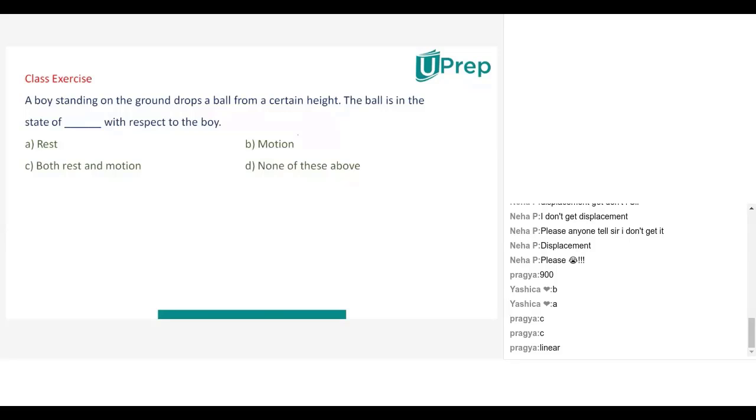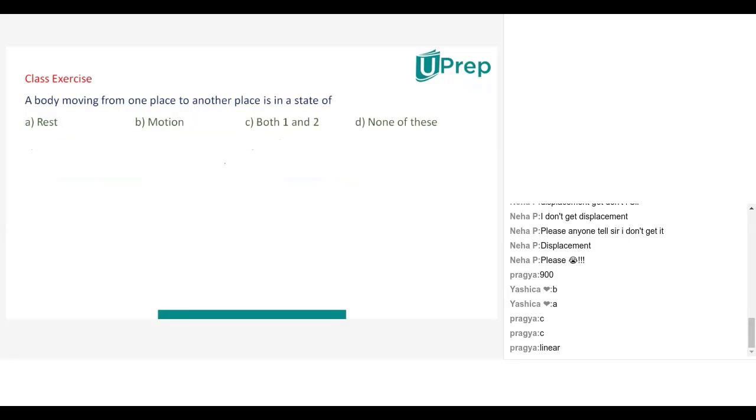A boy standing on the ground drops a ball from a height. Yeah. The ball is in a straight-line motion. Sir, with respect to the ball, it's in translatory motion. That means the ball is in a state of motion or rest according to the boy? Motion. Right, this is motion.